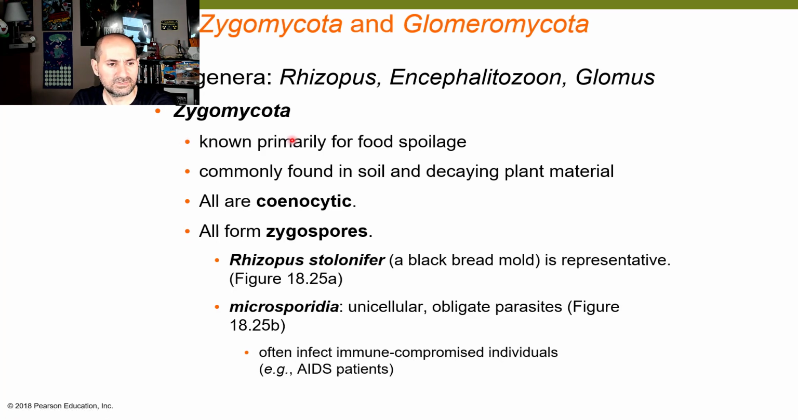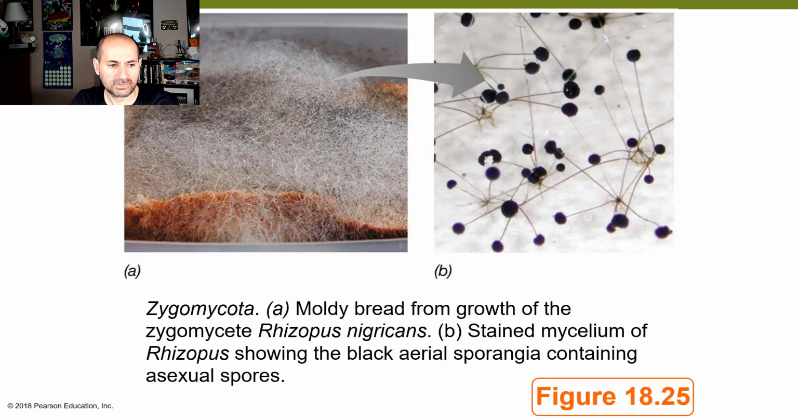The zygomycota, I want you to know that they include Rhizopus stolonifer, which is the black bread mold. And we learned a lot about Rhizopus stolonifer in the lab, remember, with its different kinds of asexual spore. The sporangiospore was the asexual spore, and the zygospore was the sexual spore. Here you can see zygomycota, the Rhizopus.